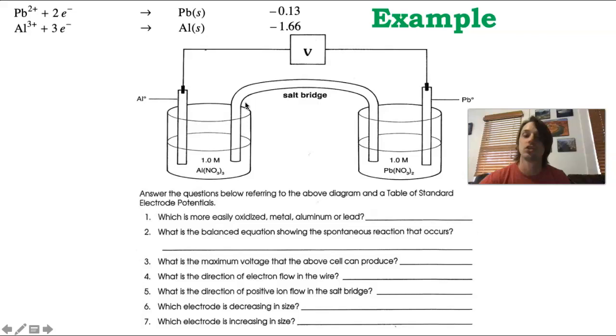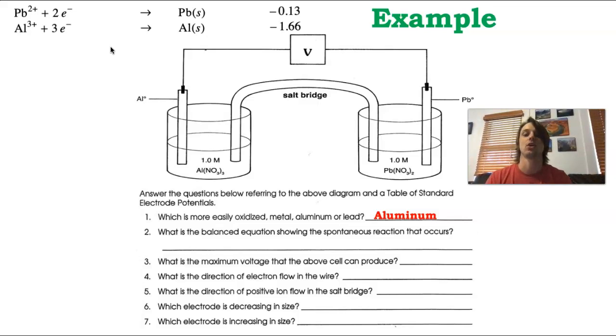So what I want you to do in these problems is label the anode, the cathode, and describe where those electrons are flowing. So who is more easily oxidized, aluminum or lead? If I look at my reduction table, I would look at whoever is lower as most likely to be oxidized, because it's a reduction table. The higher it is, the more likely it is to be reduced. So it looks like aluminum is lower, therefore it is more easily oxidized.